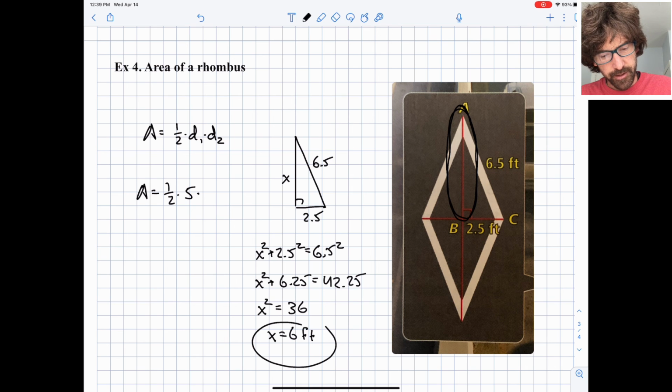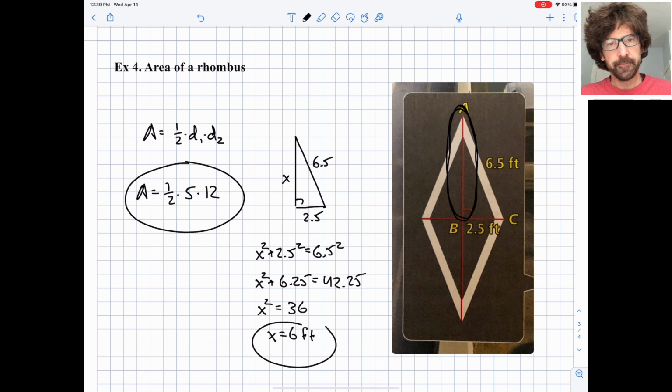So I'll throw a 12 into my formula here. 1/2 times 5 times 12. Again, try to use some mental math. Let's do 1/2 times 12 first to get a 6. 6 times 5 is 30. So we have a 30 square foot rhombus right there.